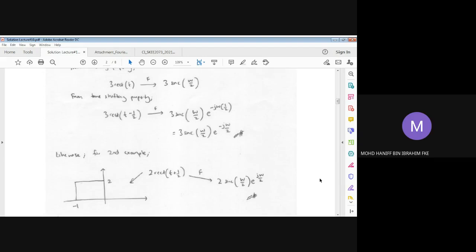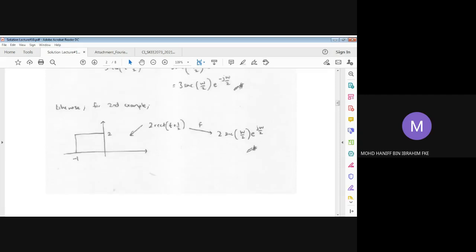Hopefully you are now clear regarding the amplitude scaling and time shifting properties of the Fourier transform. Okay, so let us go back to this lecture.